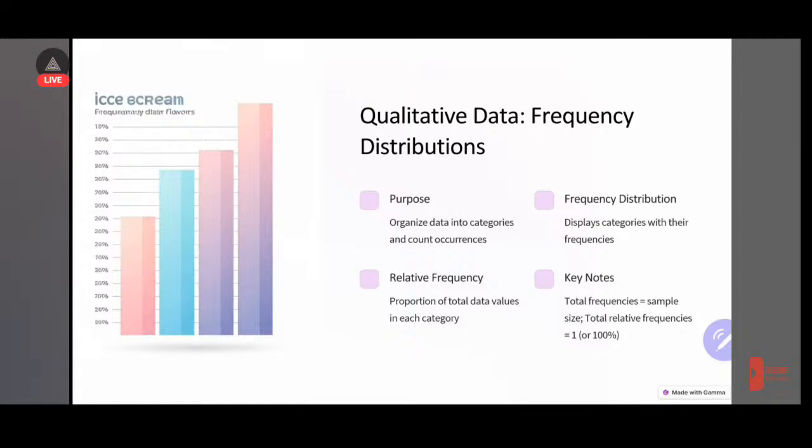And there are some key notes we need to pay attention to. For frequency, the total frequency must be the same as the sample size we have. If the sample size is 36, the sum of the frequencies must be the same thing as 36. That is about the frequency. And about the relative frequency, the sum of our relative frequencies must equal 1 or 100%. So when you sum it up and you are not getting 1 or 100%, then there's a mistake somewhere.